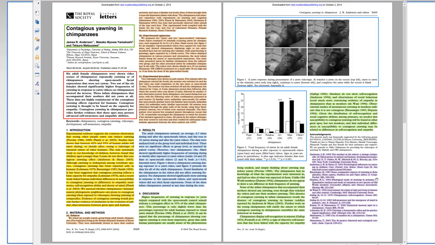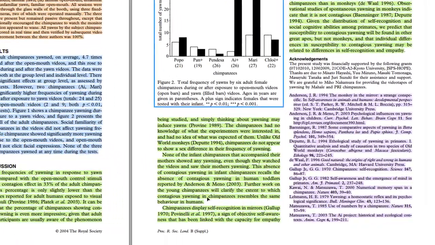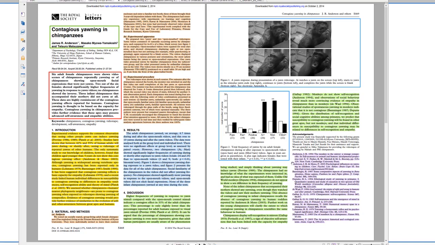Last here is, after the discussion, the last part of the paper is the list of references. And these are all of the references that are mentioned in the paper. So you might see, like right here, it says, this point here, reported by Anderson and Meno, 2003, and you can look here and see Anderson, Meno, 2003. By the way, Anderson, J.R. Anderson, is also the author of this paper. Okay, so this is his own previous research.